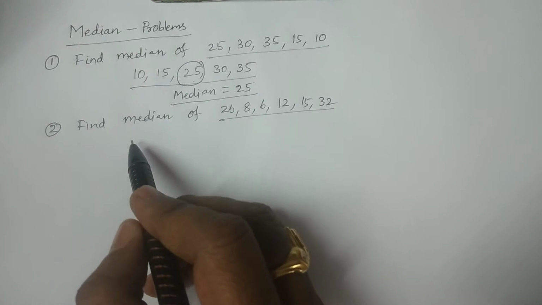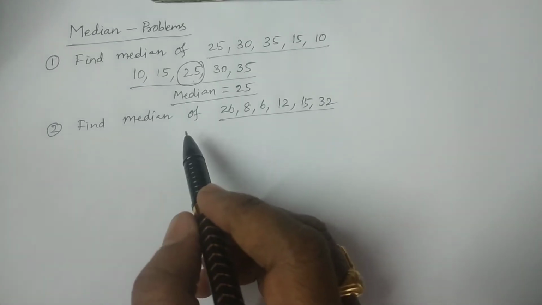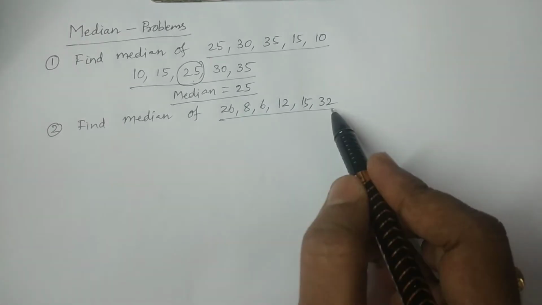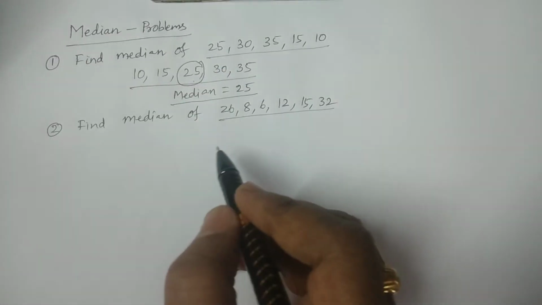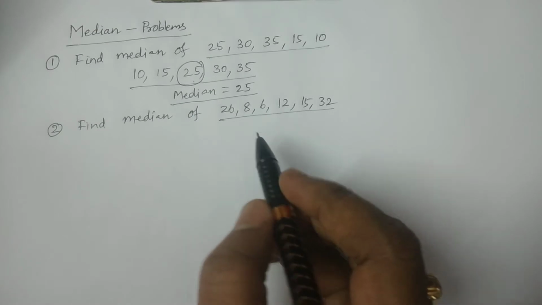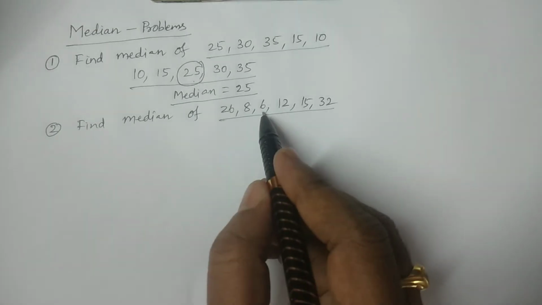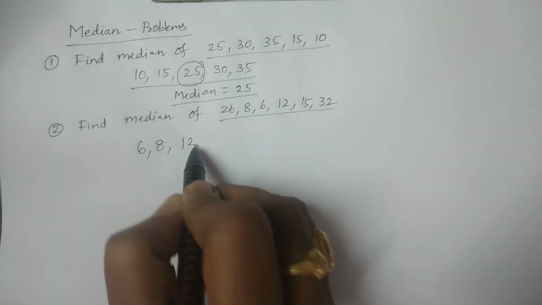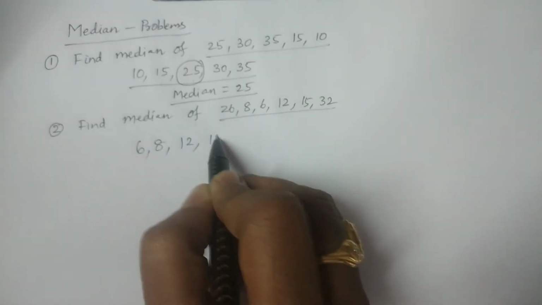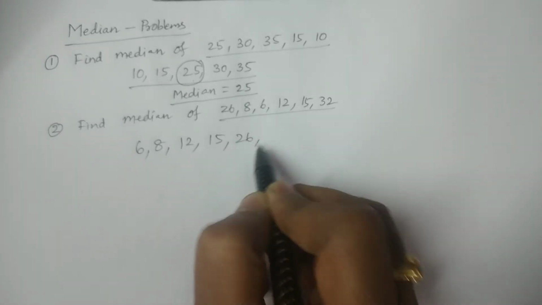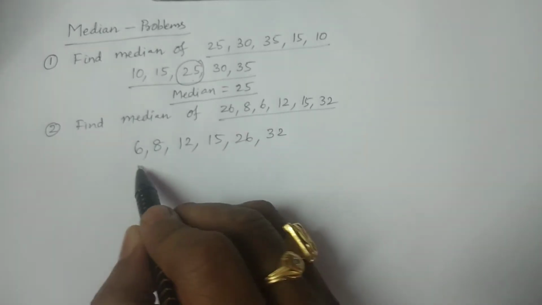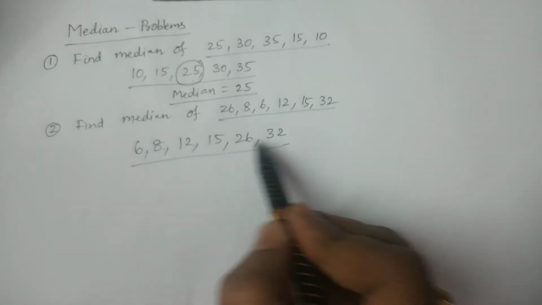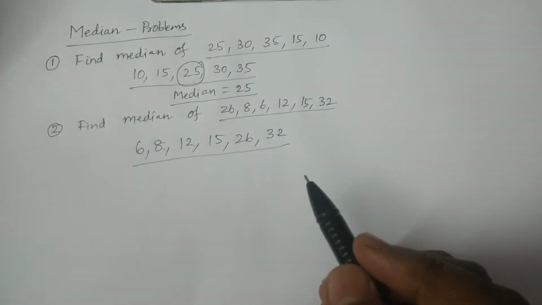Now come to the next problem. Find the median of these numbers. Again arranging into ascending order. Least observation 6, and then 8, and then 12, 15, and then 26 and 32. Now you see how many observations there are. 1, 2, 3, 4, 5, 6. So 6 observations.